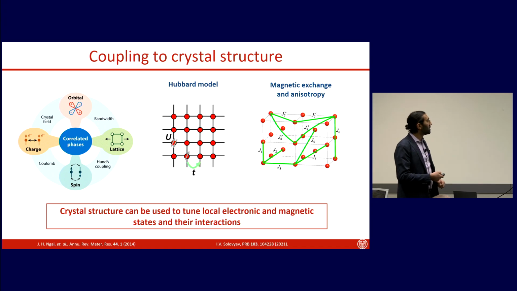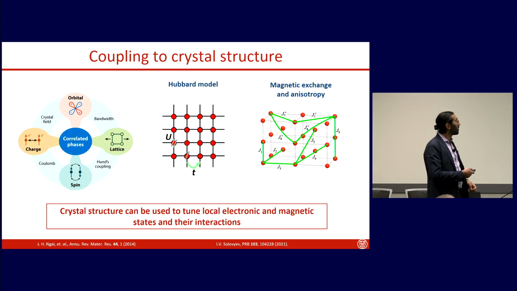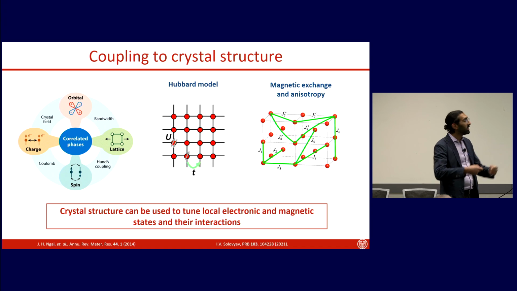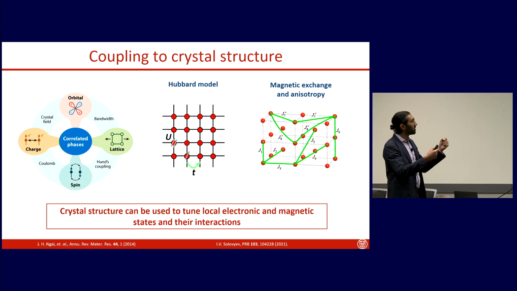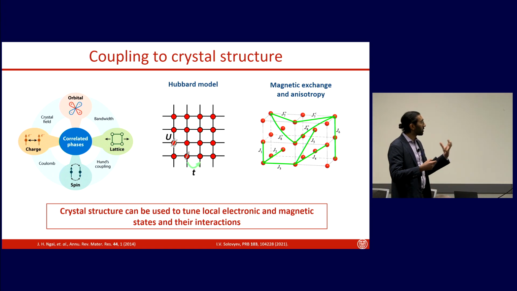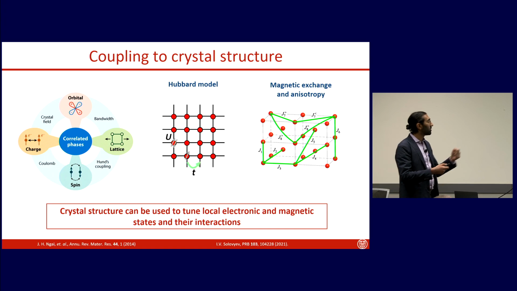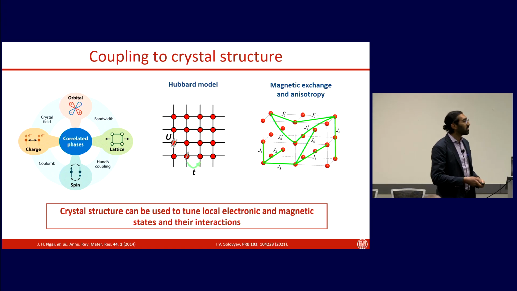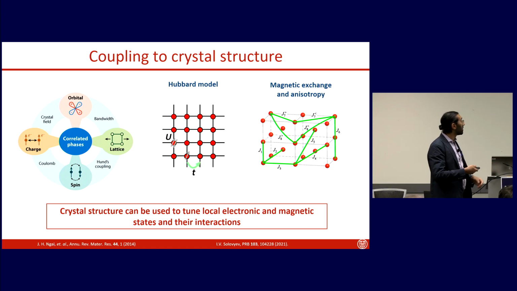This is pretty obvious in the case of many different systems. In the Hubbard model, if we change the lattice, we change the hopping, the bandwidth, and the effective interaction parameter. In magnets, if we move around the lattice, we're going to change the exchange interaction. We're going to change the local anisotropy. And so the crystal structure gives you this knob to tune local electronic and magnetic states as well as their interactions.